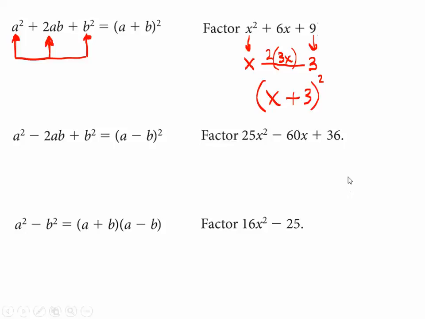Okay, good there? Next one. How about this form here, where you have a squared minus 2ab plus b squared. What gives it away a little bit here is this little minus sign right here. So again, the question is, do you have perfect squares at the end?